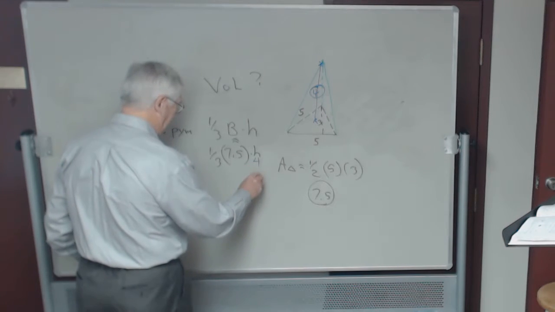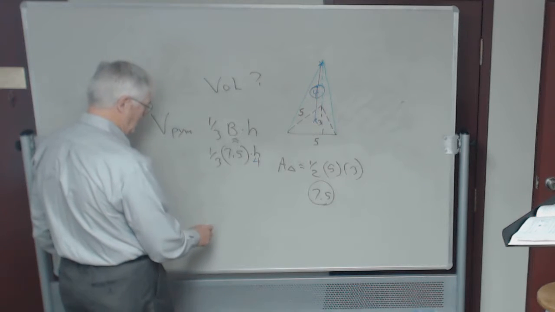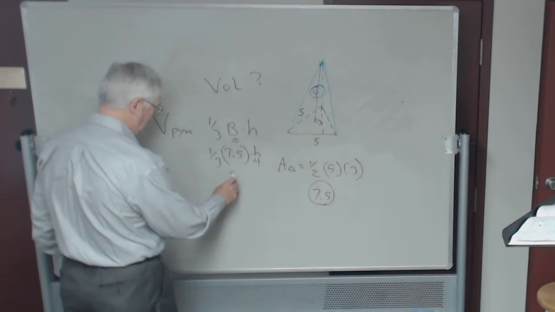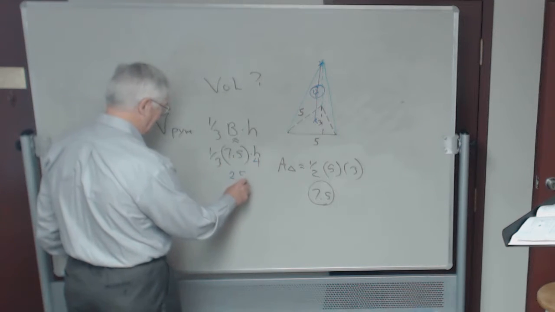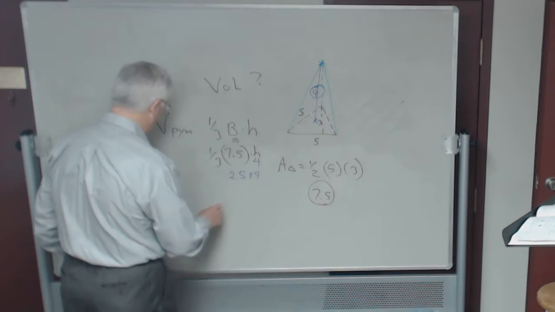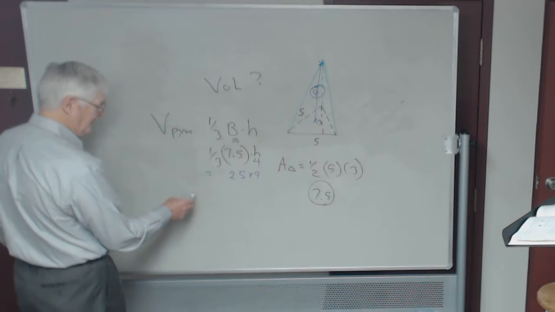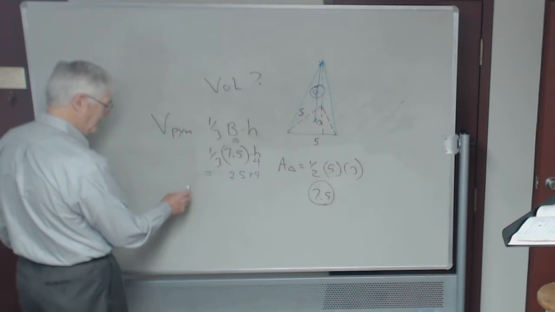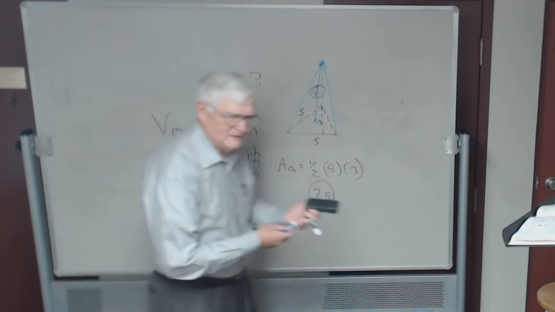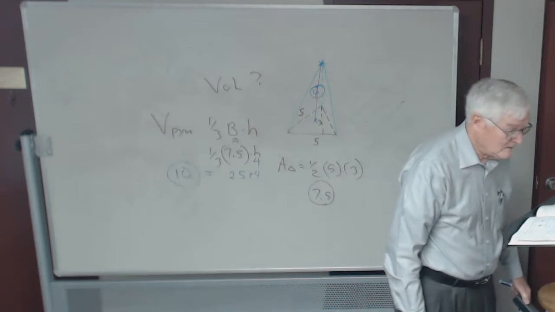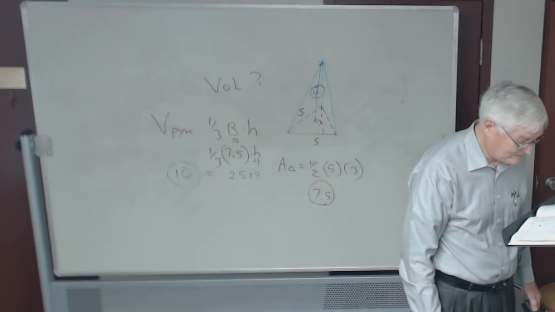So we put 4 in here, and what do we get? 1/3 of 7.5 is 2.5 times 4. So the volume of the pyramid is 10. Is that what the answer book says? Yep. Boy, that came out too easy, didn't it?